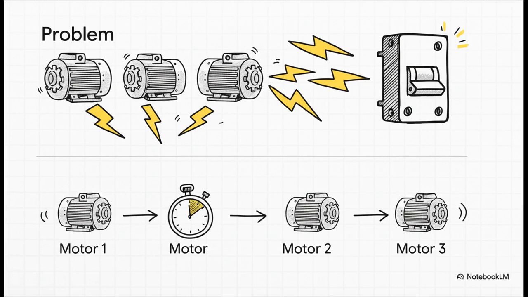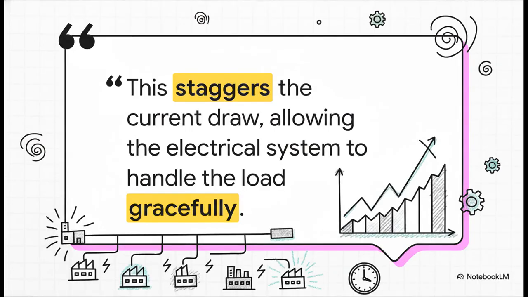Motor 1 starts, and when it's running, that triggers a 5-second timer. When that timer is done, it starts motor 2, which in turn triggers another timer for motor 3. You see the pattern? And the result of this little chain reaction is huge. Instead of one giant power spike that shocks the system, you get these smaller, much more manageable steps. You're basically smoothing out the demand for electricity, which protects all your equipment. It's so simple, but so incredibly important.